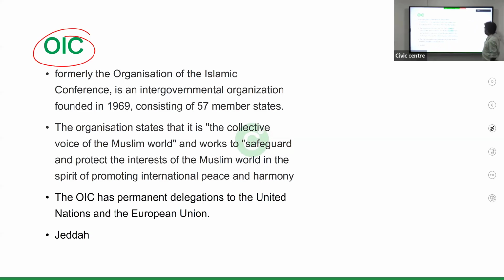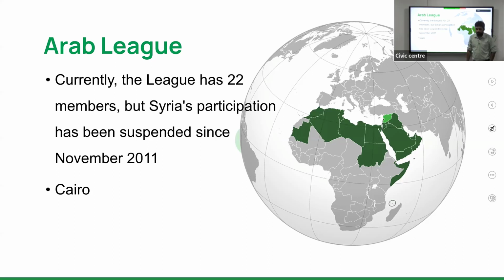Okay, OIC. Next, I think we forgot about the Arab League, which consists of WANA nations. What about WANA? West Asia plus North Africa. This includes Morocco, Algeria, Tunisia, Libya, Egypt in the northern part, and the Arab Peninsula, which together consist of 22 nations. Its headquarters is at Cairo, the capital city of Egypt. When it comes to the OIC, Arab League, and Gulf Cooperation Council, try to remember their headquarters also.